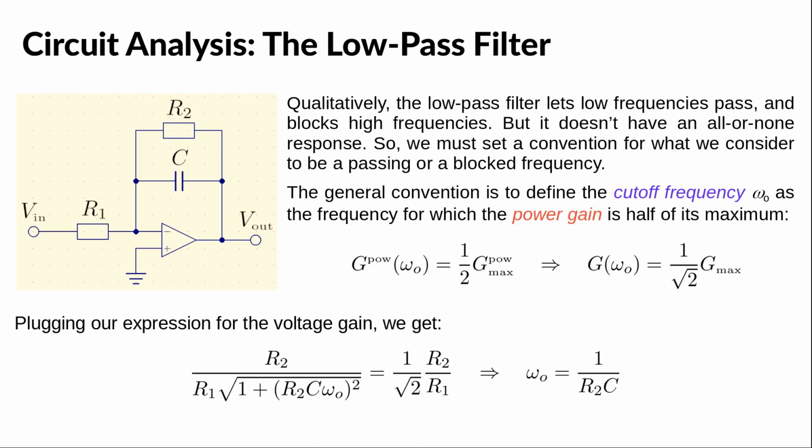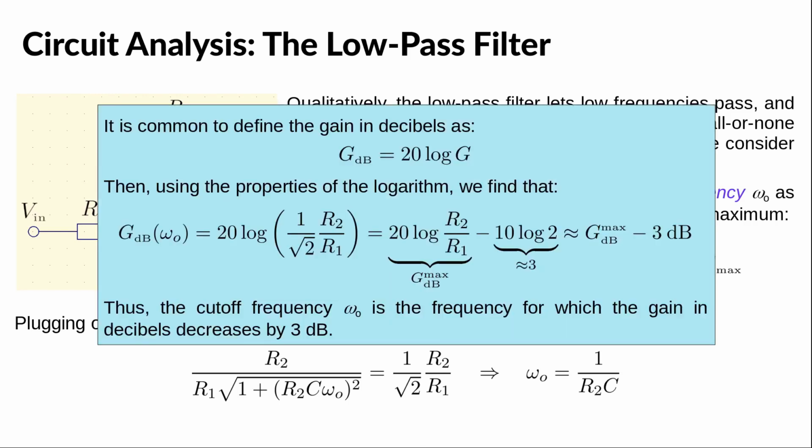We could stop our analysis here, but if you want to understand what other people do or what datasheets about some circuit mean, we have to mention that it is very common to define the gain in decibels as G sub dB equals 20 decimal logarithm of the voltage gain. So let us explain quickly where this comes from. First, from the properties of the logarithm, 20 log G is the same as 10 log G squared, but G squared is proportional to the power gain. So this is 10 times the log of the power gain.